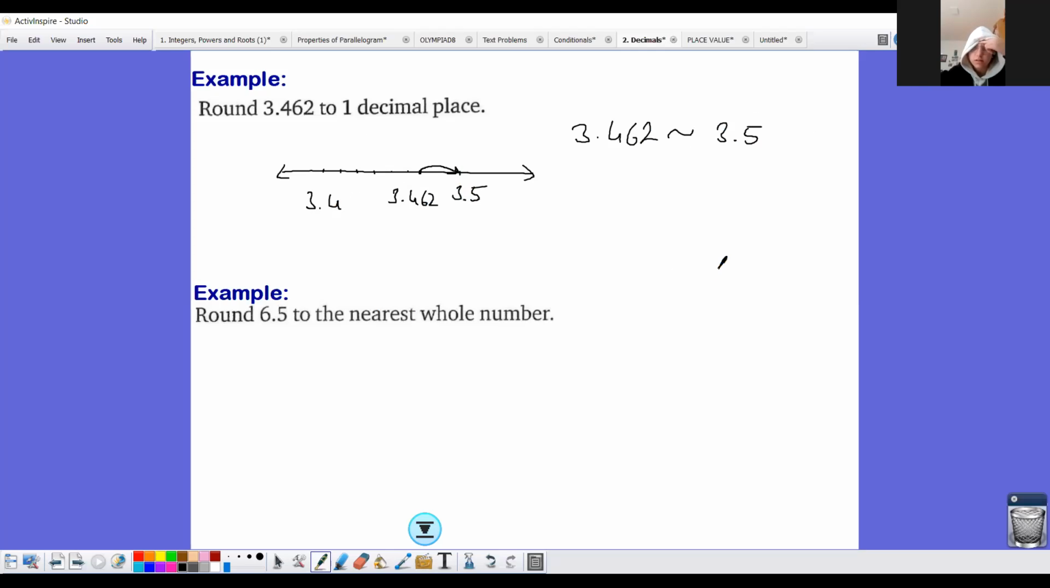I didn't understand this. I did. Can I do this? Yes, it's so easy. Because the 6 is 6, so it will go to 5.